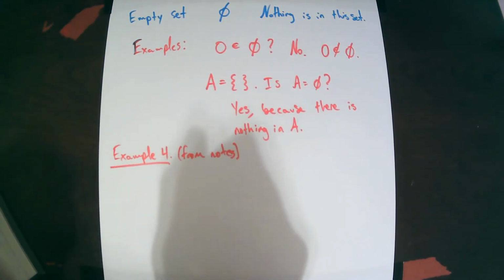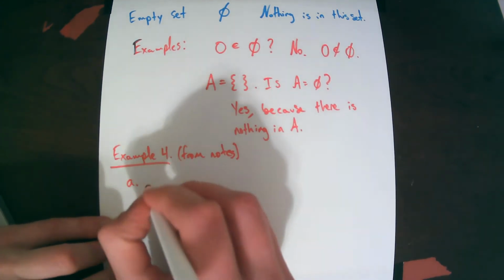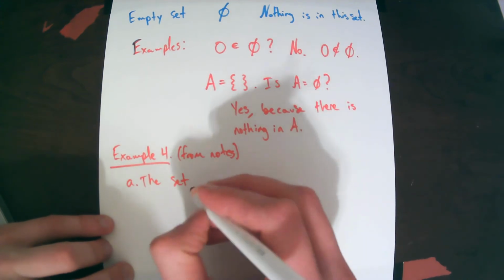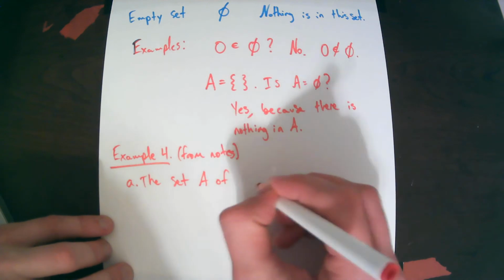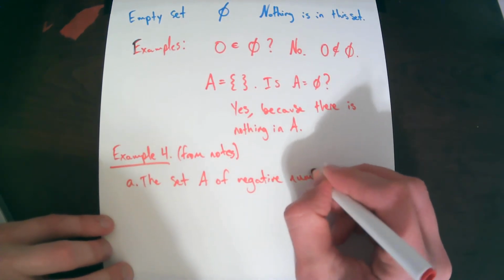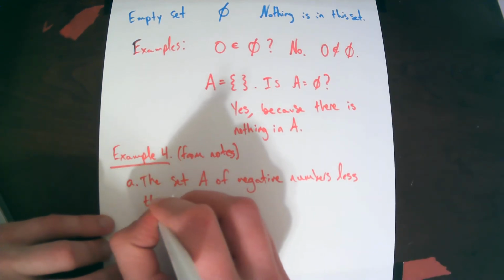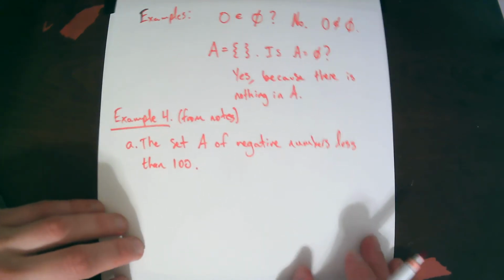Determine if the following sets are empty. This is interesting. We're getting into some creative ways to possibly write the empty set. So, is this set empty? The set A of negative numbers that are less than 100. Is this set empty? Think about it.